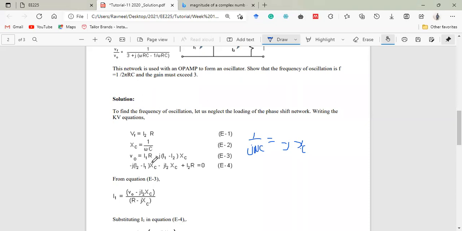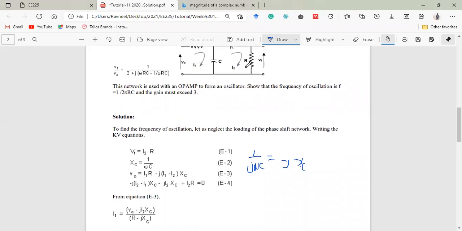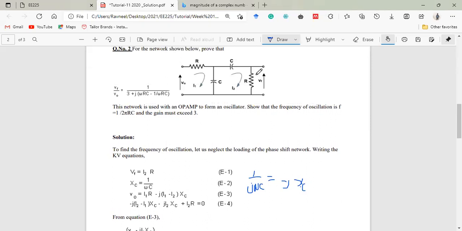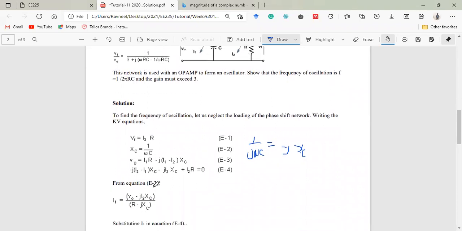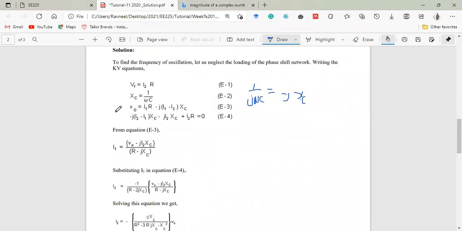Once we have these equations with us, the loop equations, this is the loop 1 equation and the loop 2 equation, right? And this is just visually inspecting the circuit. We know that VF is basically the voltage across this particular resistance, so that is equivalent to I2 times R. And then we know that the impedance of the capacitance is given by 1 upon omega C, right?